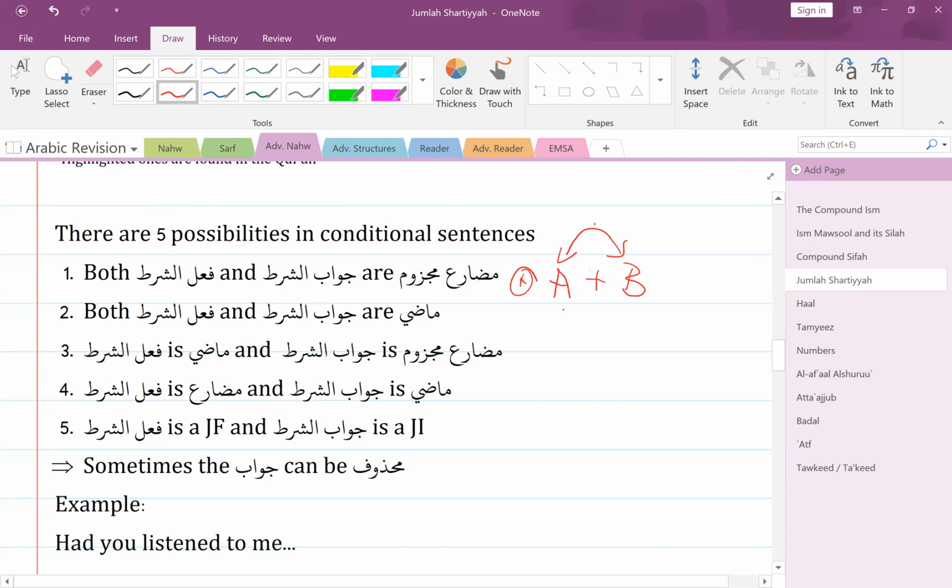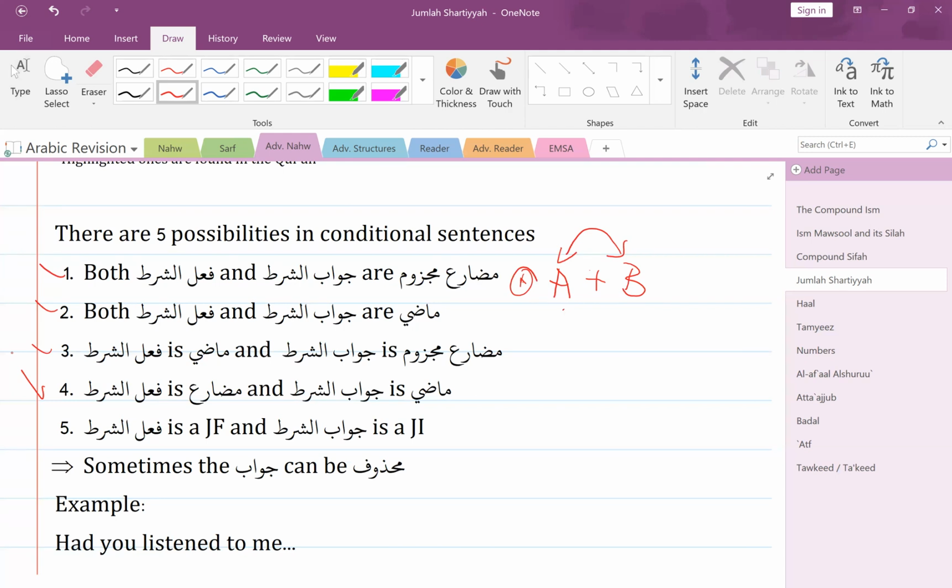I hope that's clear. The second possibility is that the first part, part A, is fi'l madi, and the second part, the jawab part, is also fi'l madi. Simple. We're done with that. Then the third possibility is where the first part, the condition part, is a madi, and the jawab part is a mudari' majzoom. Another possibility is where the first part is a mudari' majzoom and the second part is a madi. So you can see that we're just playing with the madi and mudari', because remember, Jumlah SharTiyah is a Jumlah fi'liyah in the beginning.